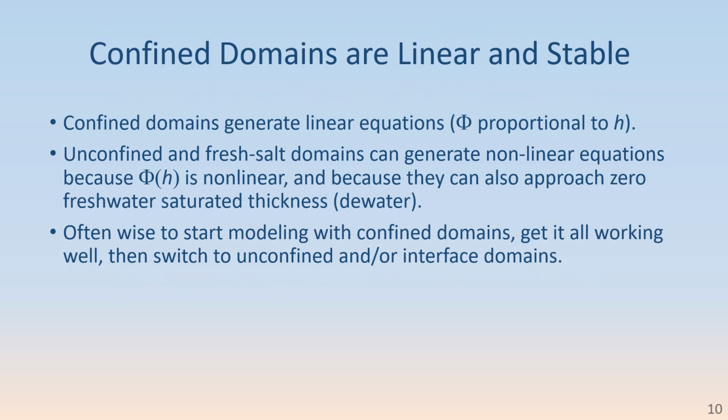Confined domains generate linear equations, meaning that the discharge potential is directly proportional to head, whereas unconfined domains generate equations where discharge potential is related linearly to head squared, so it's nonlinear. And it's sometimes more stable and easier to deal with confined domains instead of unconfined domains, although these can be quite stable and behave just fine. But with unconfined domains, you have some non-linearity in the boundary conditions, which means you have to iterate to find the solution, and it generally does converge within 4 or 5 iterations. But with confined, it'll probably converge in the first iteration if everything is confined in your model. And I often start modeling with confined domains everywhere just to get it all behaving fine, and then I introduce unconfined or fresh salt interface domains as I list here.